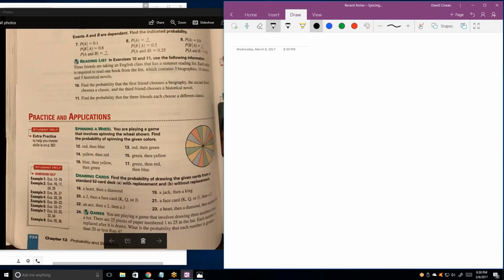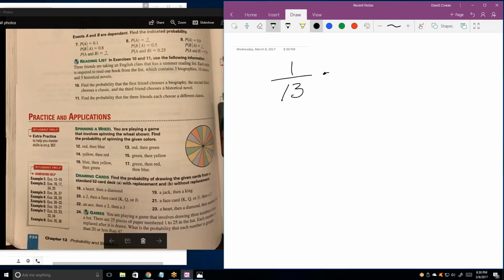Okay, so let's do 20. With replacement, in other words, and then without replacement. Let's just do this and then I'll let you go. What's the odds of getting a deuce? How many deuces are in a deck? 4, that's 4 over 52, which is 1 over 13, times a face card.